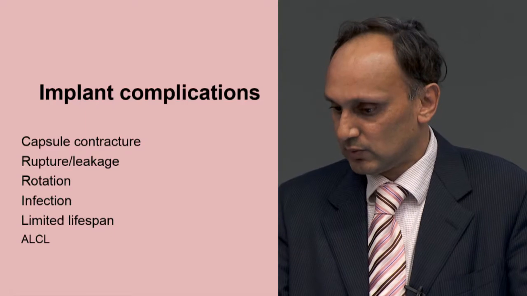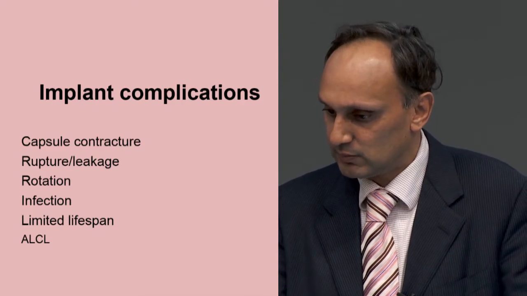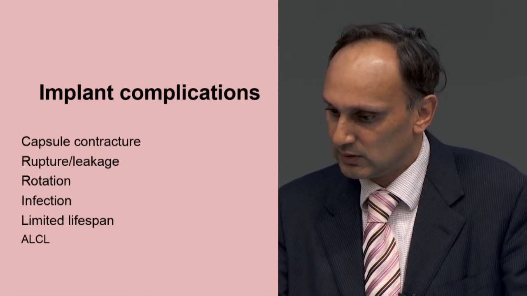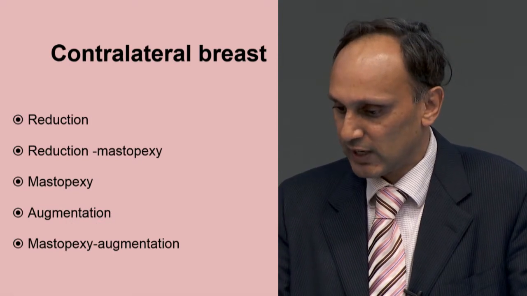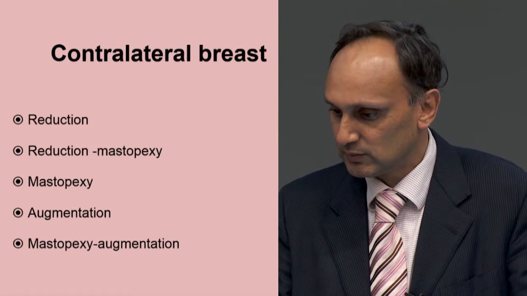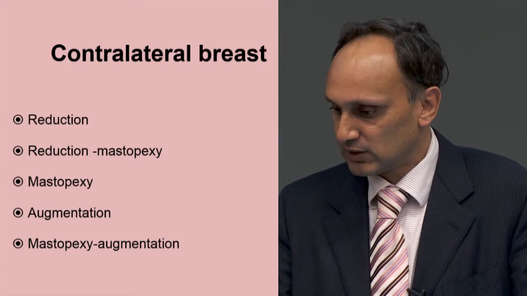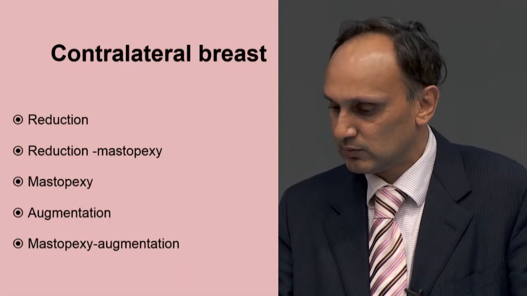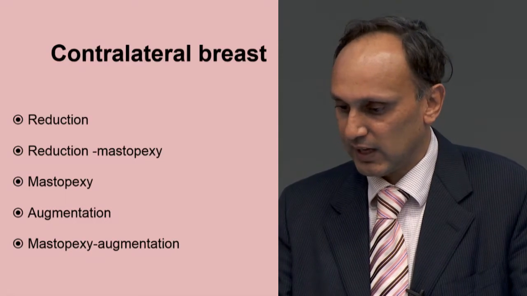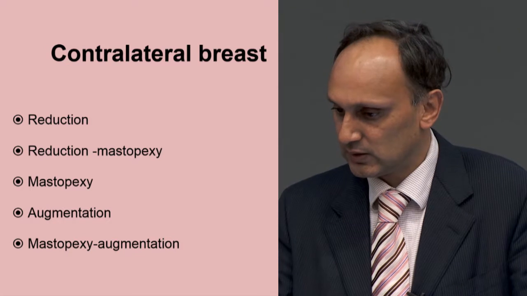Here are some completed results. The right side is a reconstructed breast, the left side the contralateral breast. You may want to do surgery on the other breast, whether it be a reduction, a mastopexy, or augmentation. This lady had a reconstruction on the right, so a bigger implant was put on the left. Reduction of the left breast, and the implant on the right side.